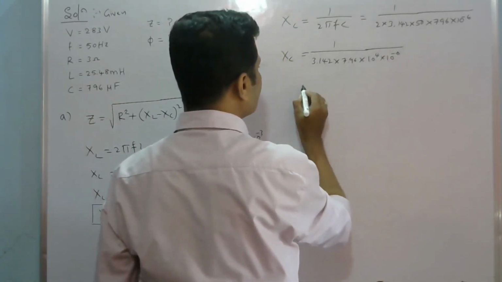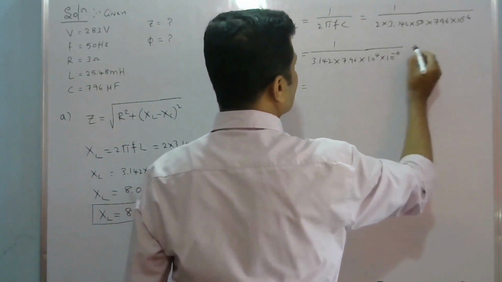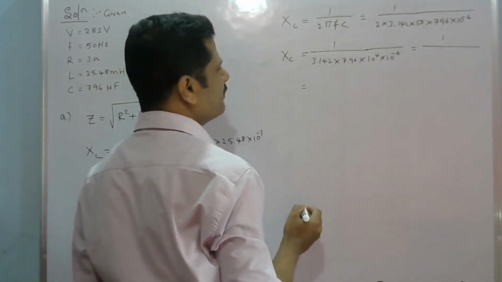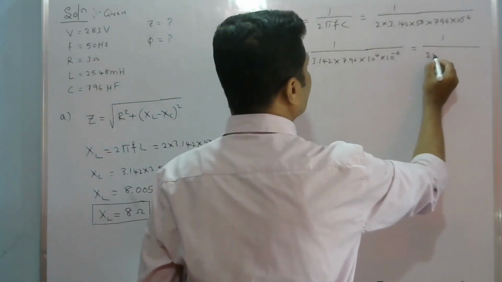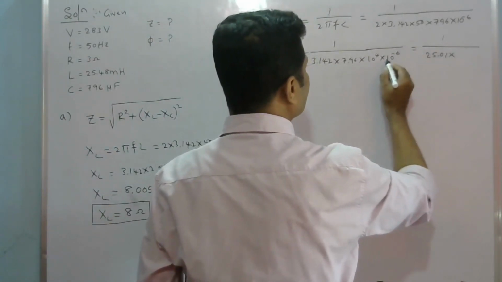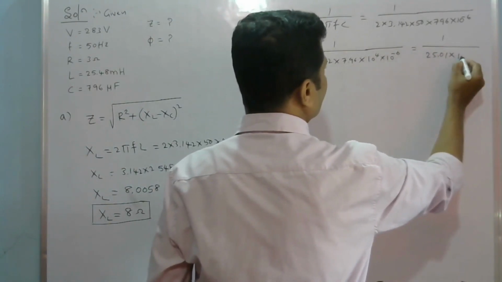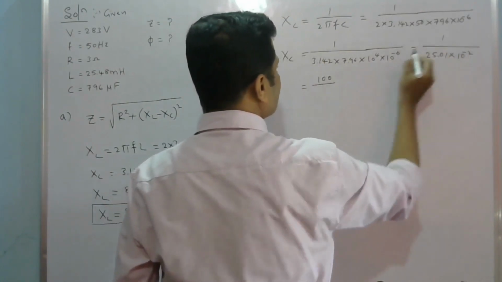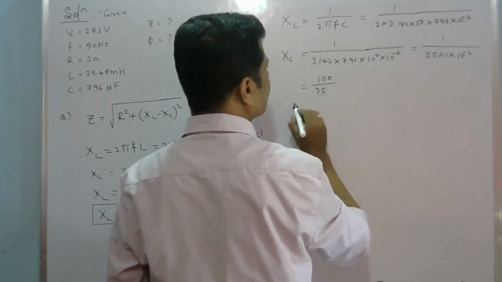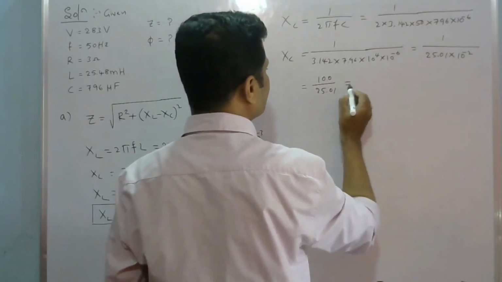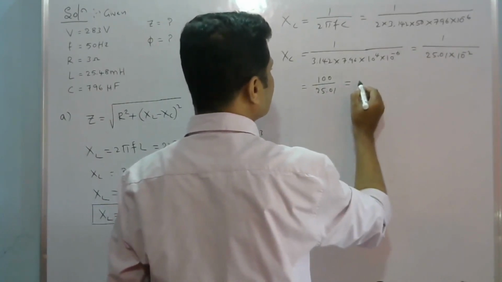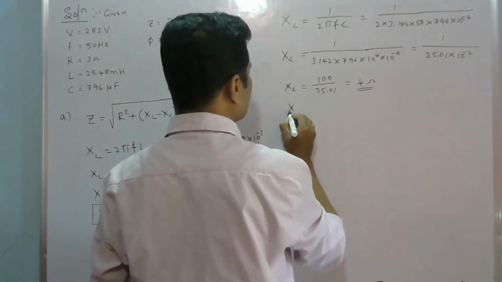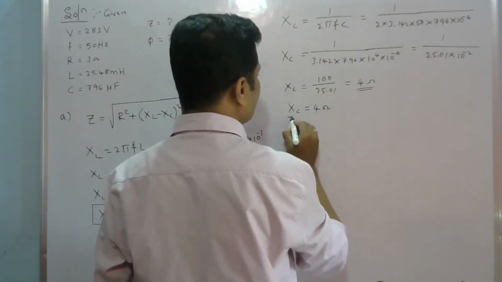On simplifying this, we get 1 divided by 3.142 into 7.96, which is 25.01, into 10 to the power of 4 into 10 to the power of minus 6, which is 10 to the power of minus 2. This will become 100 divided by 25.01, which is nearly equal to 4 ohm. So XC equals 4 ohm.